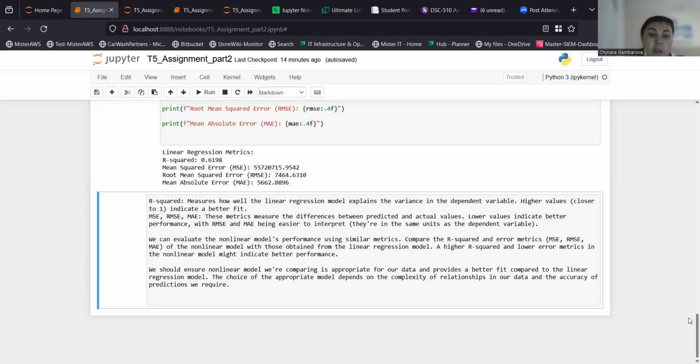So we can evaluate the nonlinear model's performance using similar metrics. Compare the R-squared and error metrics of the nonlinear model with those obtained with the linear regression model. A higher R-squared and lower error metrics in the nonlinear model might indicate better performance. We should ensure the nonlinear model we are comparing is appropriate for our data and provides a better fit compared to the linear regression model. The choice of the appropriate model depends on the complexity of relationships in our data and the accuracy of the predictions we require.